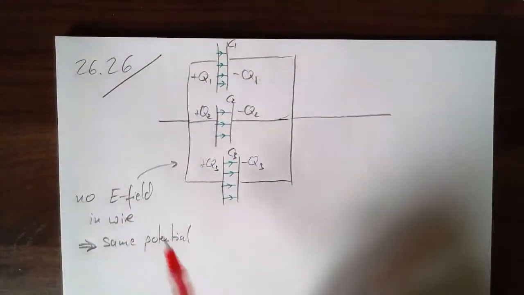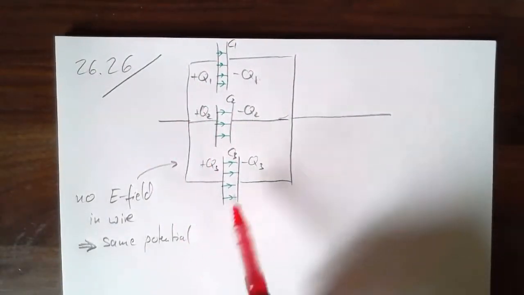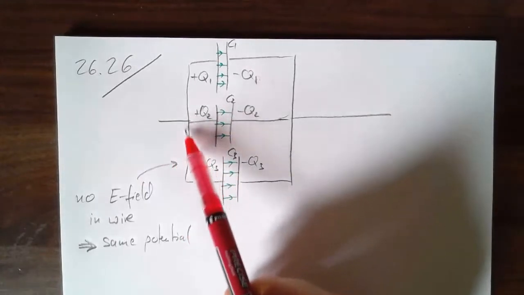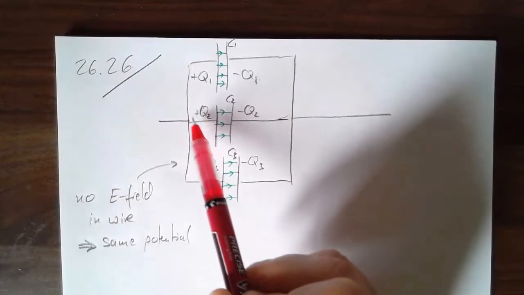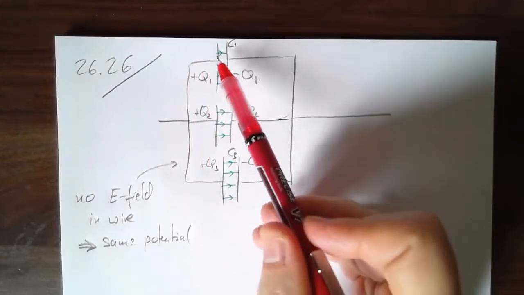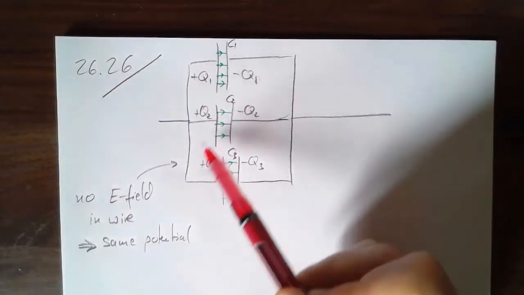Okay, so the crucial thing here is that if those are perfect wires, and that's the assumption unless it tells you otherwise, then that implies there's no electric field inside these wires. I just draw them as lines. That's what we do with wires. That means the potential anywhere on the left is the same as anywhere else on the left.